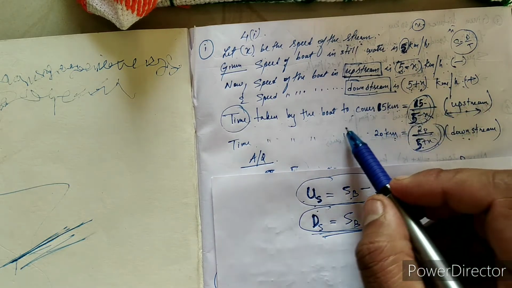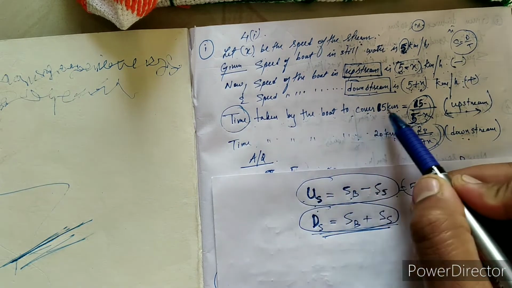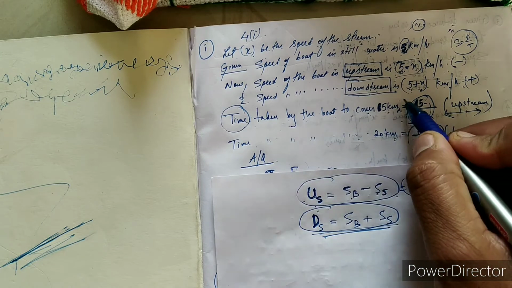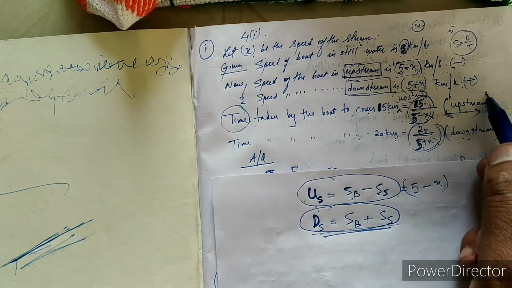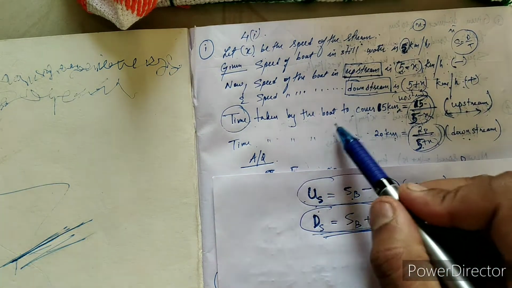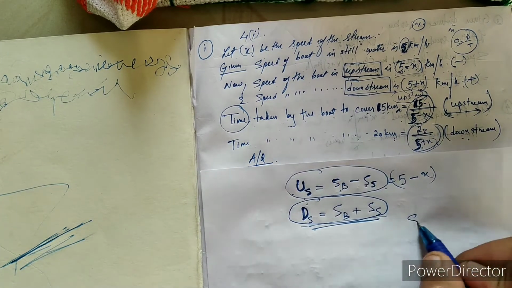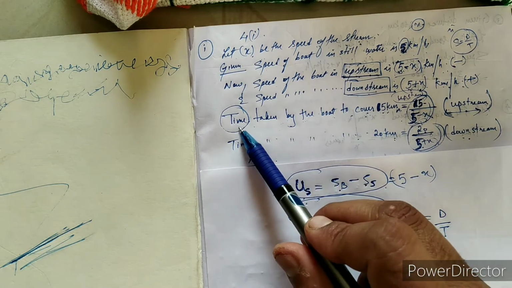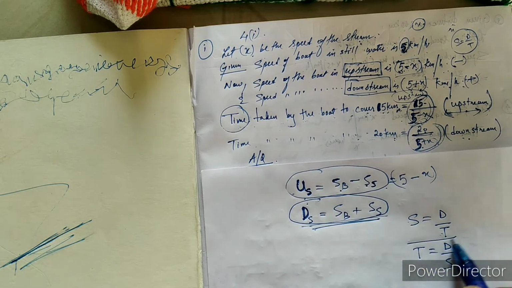Now next thing, I'm taking a little time just to explain to you. Time taken by the boat to cover 5 kilometer, you can write it upstream, here inside also. Now one thing you keep in mind, speed is equal to distance by time. We are talking about time, so I need time on this side. I'll just interchange it. This will be distance by speed. So time is equal to distance by speed.